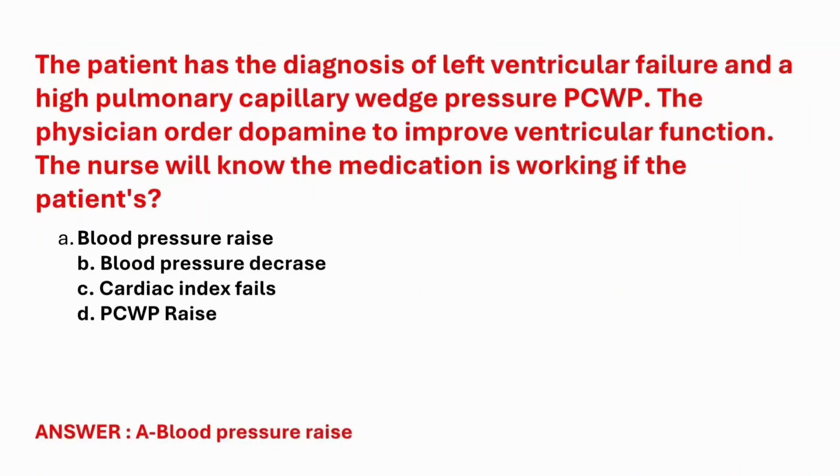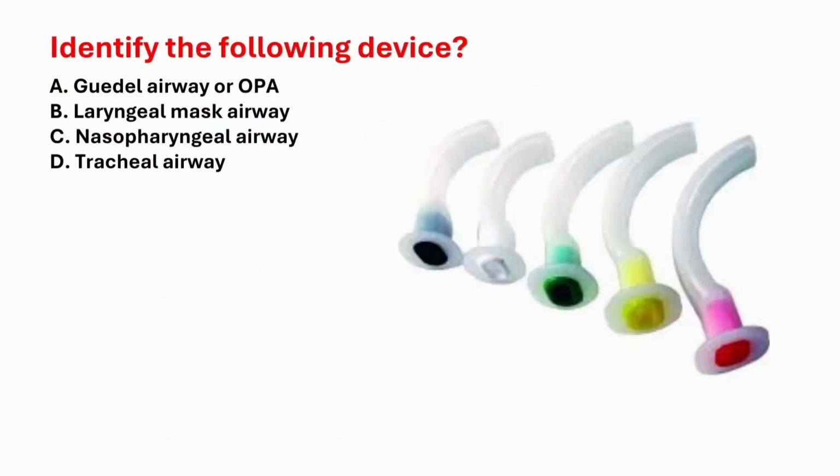Blood pressure rise. Identify the following device. A. Guedel airway or oropharyngeal airway. B. Laryngeal mask airway. C. Nasopharyngeal airway. D. Tracheal airway. The correct answer is option A. Guedel airway or oropharyngeal airway.